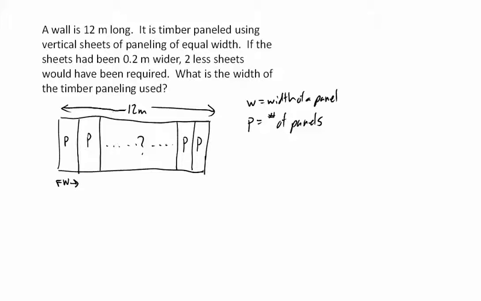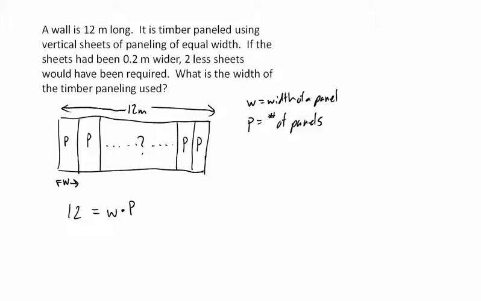First, we've got 12 meters. Okay, and 12 meters is the width of a panel, so I actually don't need the meters. So it's the width of a panel times the number of panels, right? If we know how many panels there are, then given that it's 12 meters, we can find the width. Okay, so we've got 12 equals PW.